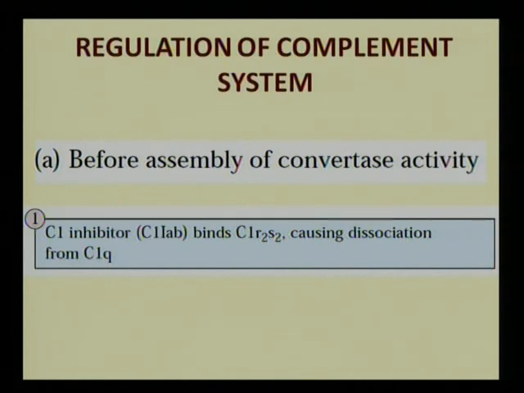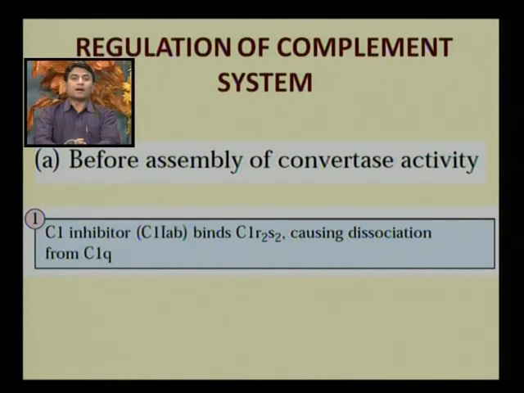Regulation of the complement system is carried out at different stages, as we have discussed in the different pathways of the complement system. The complexes generated at different levels, for example C3 convertase and C5 convertase, these active complexes are controlled either before assembly or after assembly. We'll start with before assembly of convertase activity.